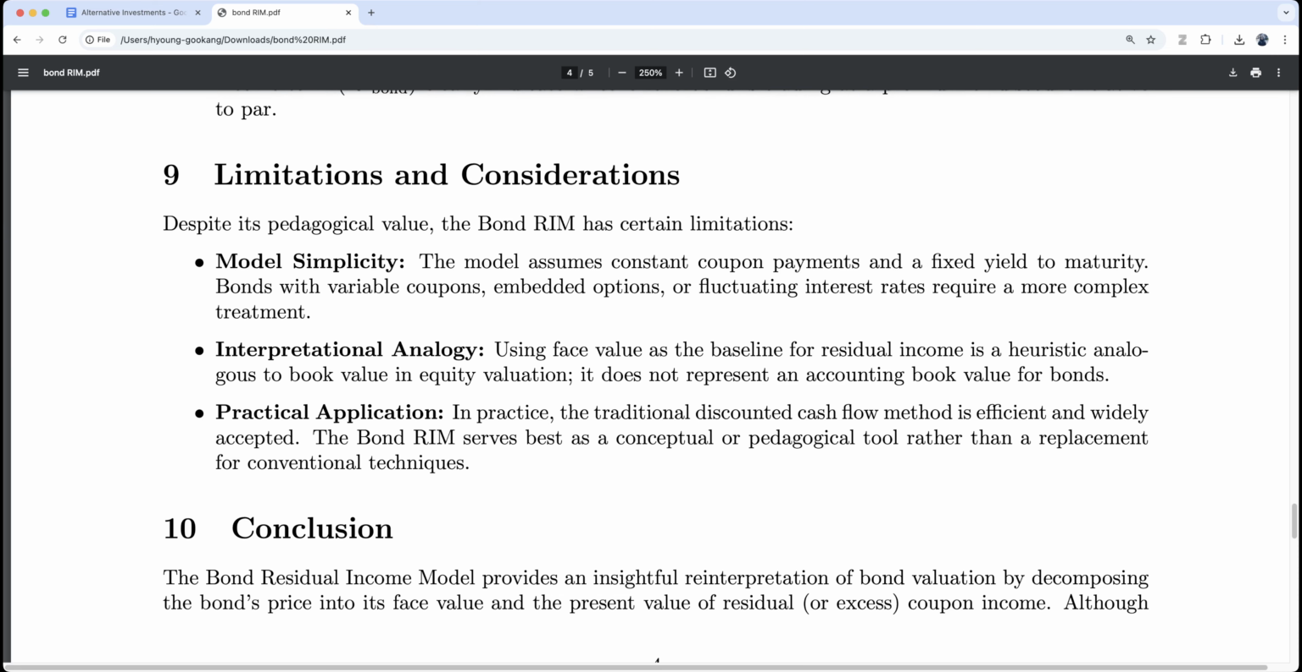Practical application. In practice, the traditional discounted cash flow method is efficient and widely accepted. The bond RIM serves best as a conceptual pedagogical tool rather than a replacement for the conventional technique. Well, I don't think so. For private debt, conceptually, I think bond RIM is more useful.